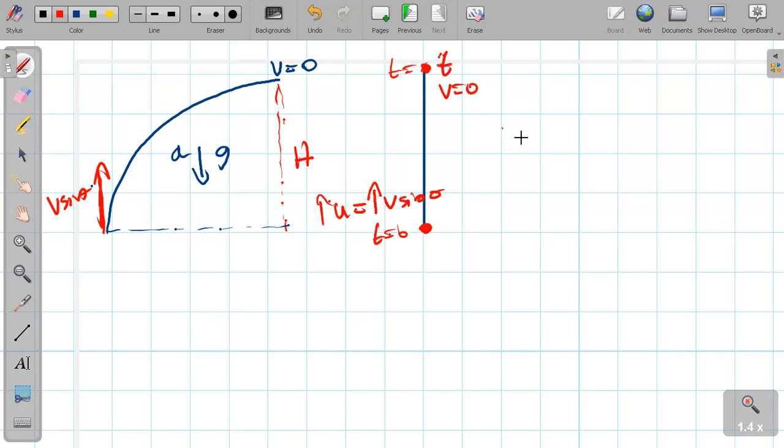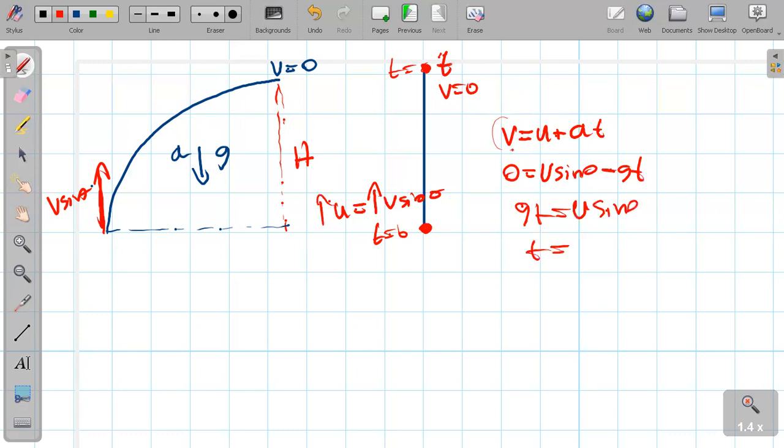So you can use what? v equals u plus at. The final velocity is 0 equals v sin theta minus gt, and it becomes gt equals v sin theta, so t equals v sin theta over g. The first equation you can derive in this way.